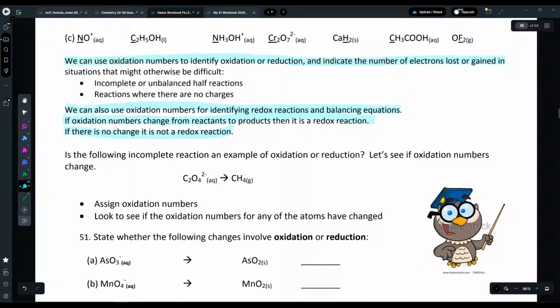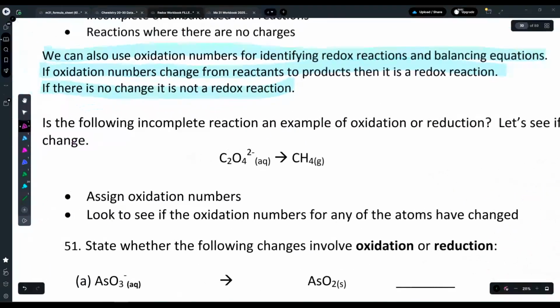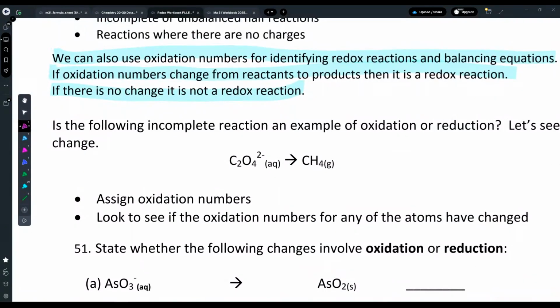So, for example, is the following incomplete reaction an example of oxidation or reduction? Let's just see if the oxidation numbers change. So what we're going to want to focus in on is the oxidation numbers of the element that shows up both in the reactant and product side. We're not going to get into balancing chemical reactions with oxidation numbers here. So what we're going to do is we're going to assign oxidation numbers and look to see if oxidation numbers for any of the atoms has changed.